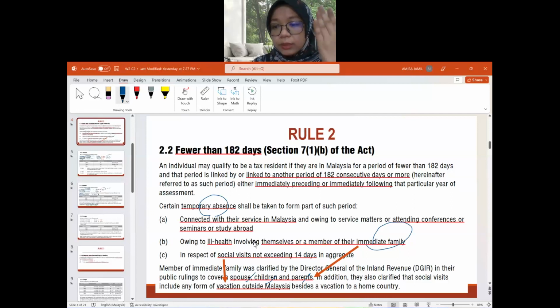So this temporary absence part, you have to remember, it's only connected to their employment, their service, their business, or their conference, seminar, or study abroad. Everything related to their employment. And then if it's because of health issues, it's only for immediate family, themselves or their spouse, children, and parents. And for social visit, not exceeding 14 days. Okay, for holidays.